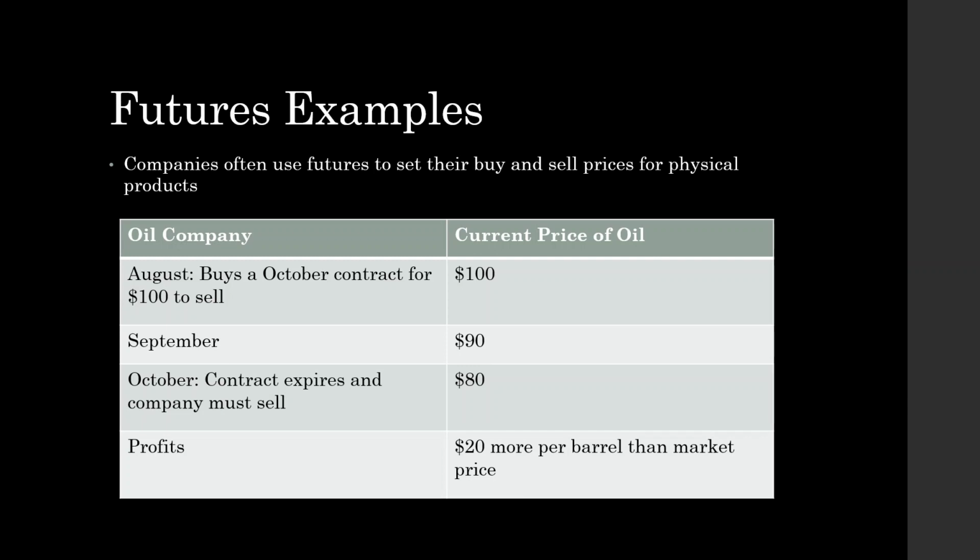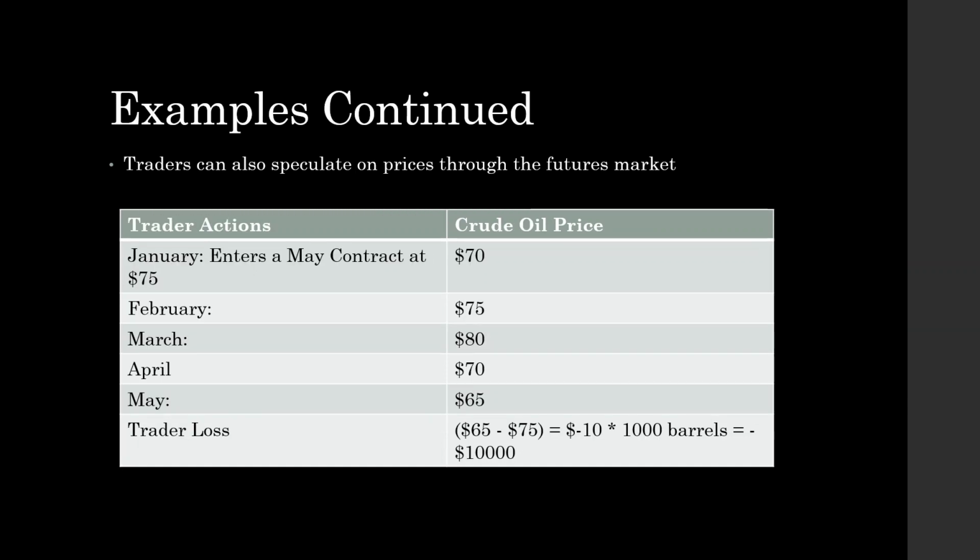And it can also work the other way with traders. Traders can also speculate on prices through the futures market. And so crude oil has a future as well, which is, I think, backslash CL. If you want to look that up, that's one of the crude oil futures. And so this is an example of a loss through the futures market.